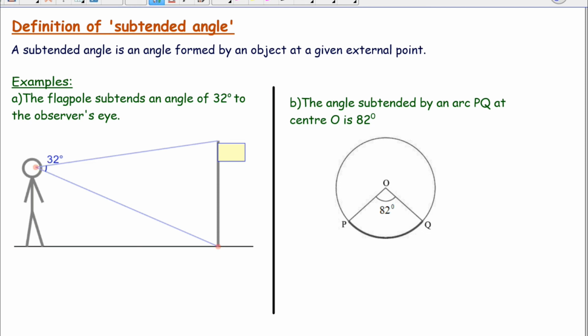And again, here we have an arc. We have an arc which subtends an angle of 82 degrees at the center of the circle. So subtend means an angle that is made by that object with reference to a specific point. For example, in B we have the center of the circle, in A we have the observer's eye.